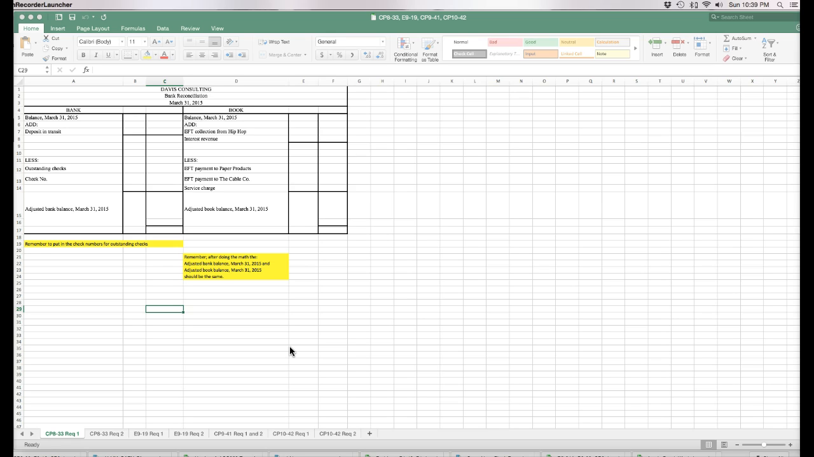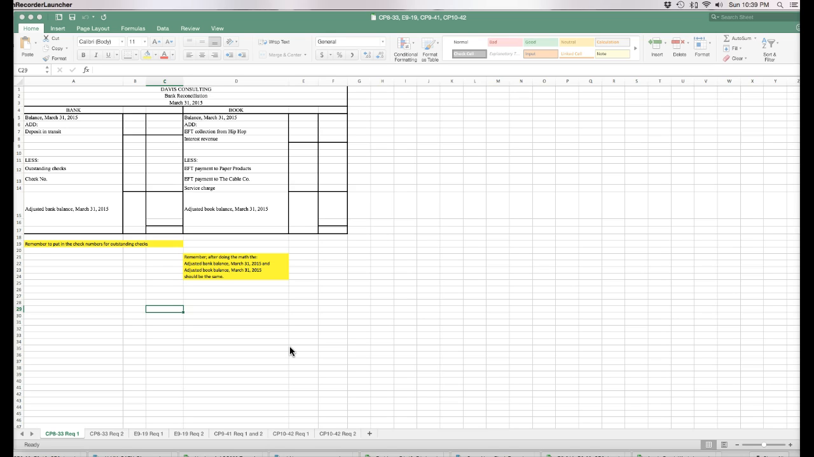So what you're going to see in the problem in the textbook is the cash T account that looks at the cash account, and you're going to be seeing the bank statement. And what we're doing in this problem is reconciling what we have in our cash account to that which the bank says we have. Now, why we need to reconcile it is because of a timing difference.